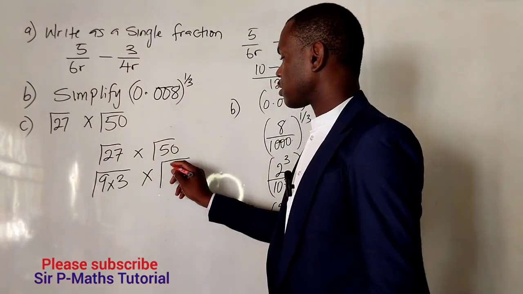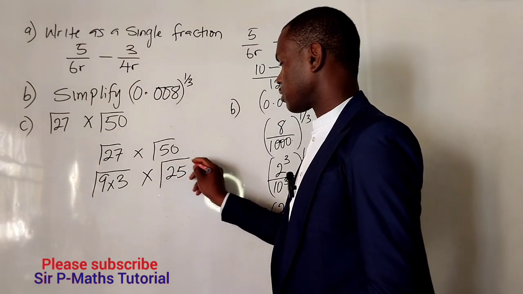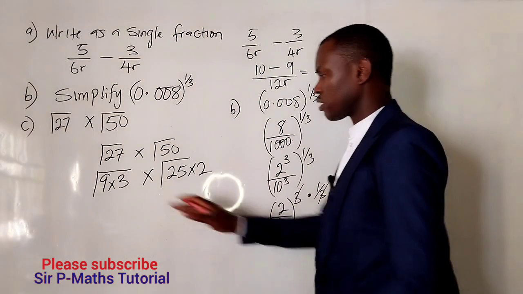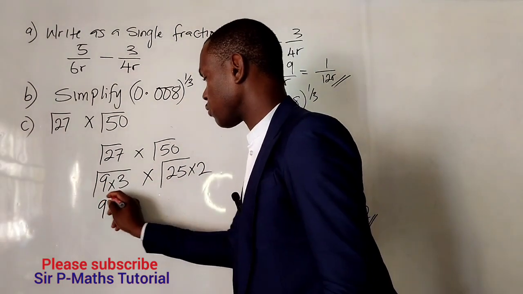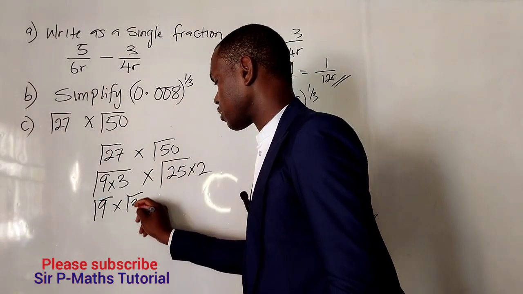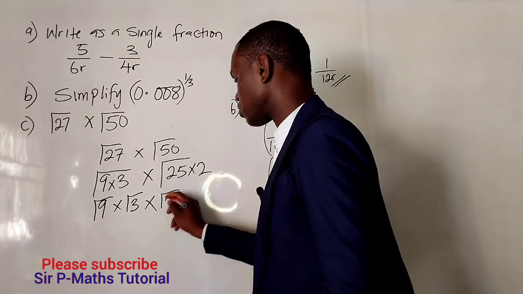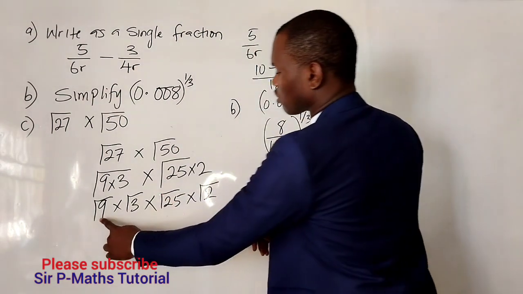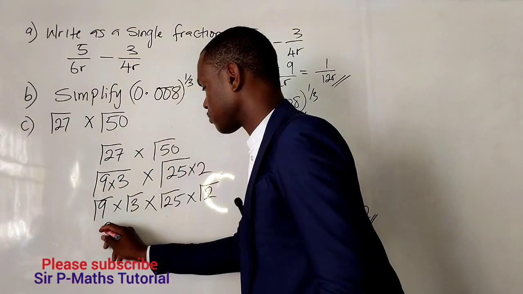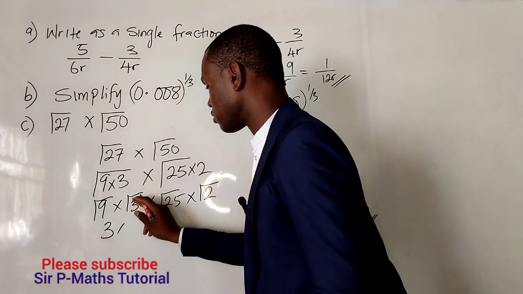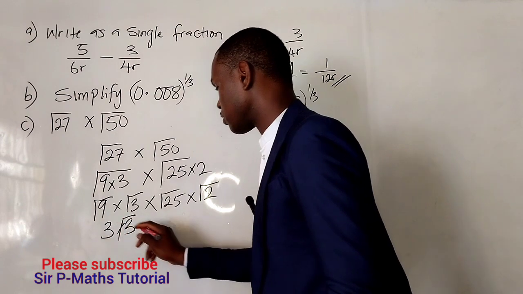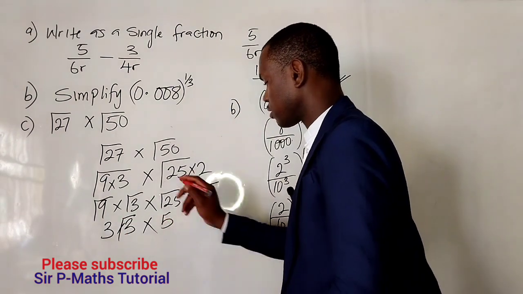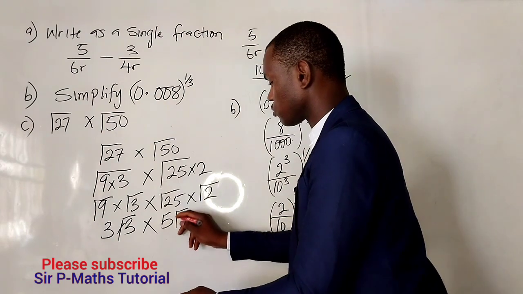Times, this is 25 times 2. 25 is a perfect square, 2 is not a perfect square. So we can separate them as square root of 9 times square root of 3 times square root of 25 times square root of 2. Now the square root of 9 is 3. Then 3 does not have a square root, so I'll write 3 times the square root of 25, which is 5. 2 does not have a square root, right?